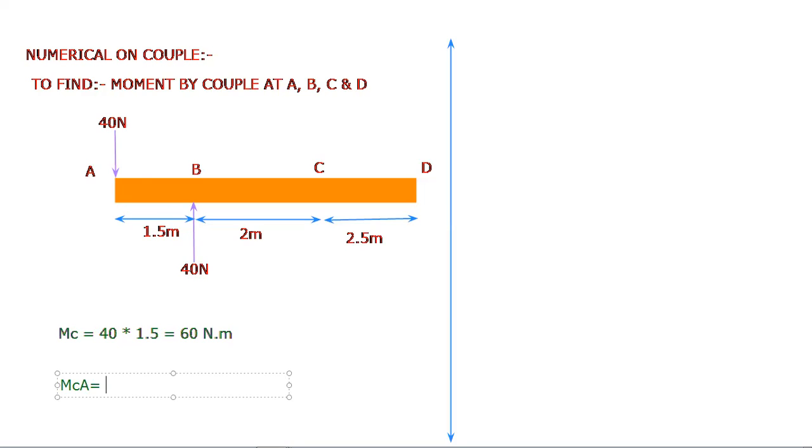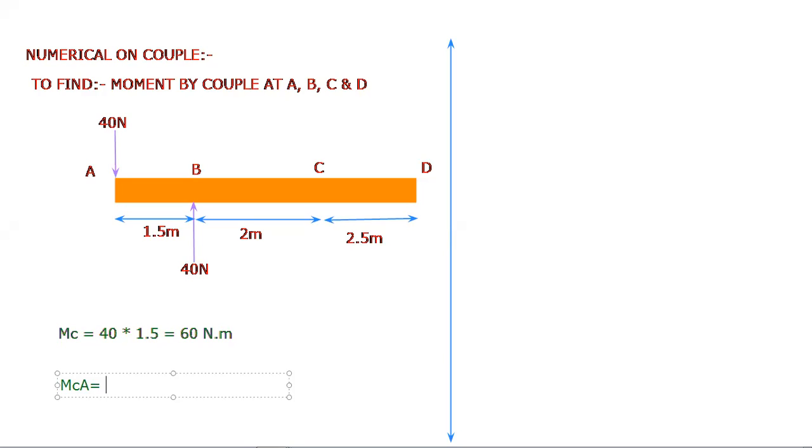So we have to find the moment by the couple at the point A here. We have found out the original moment, that is the moment by the couple, MC, is equal to 40 multiplied by 1.5. So 40 multiplied by 1.5 is equal to 60 Newton meter, which is the given moment by the couple.